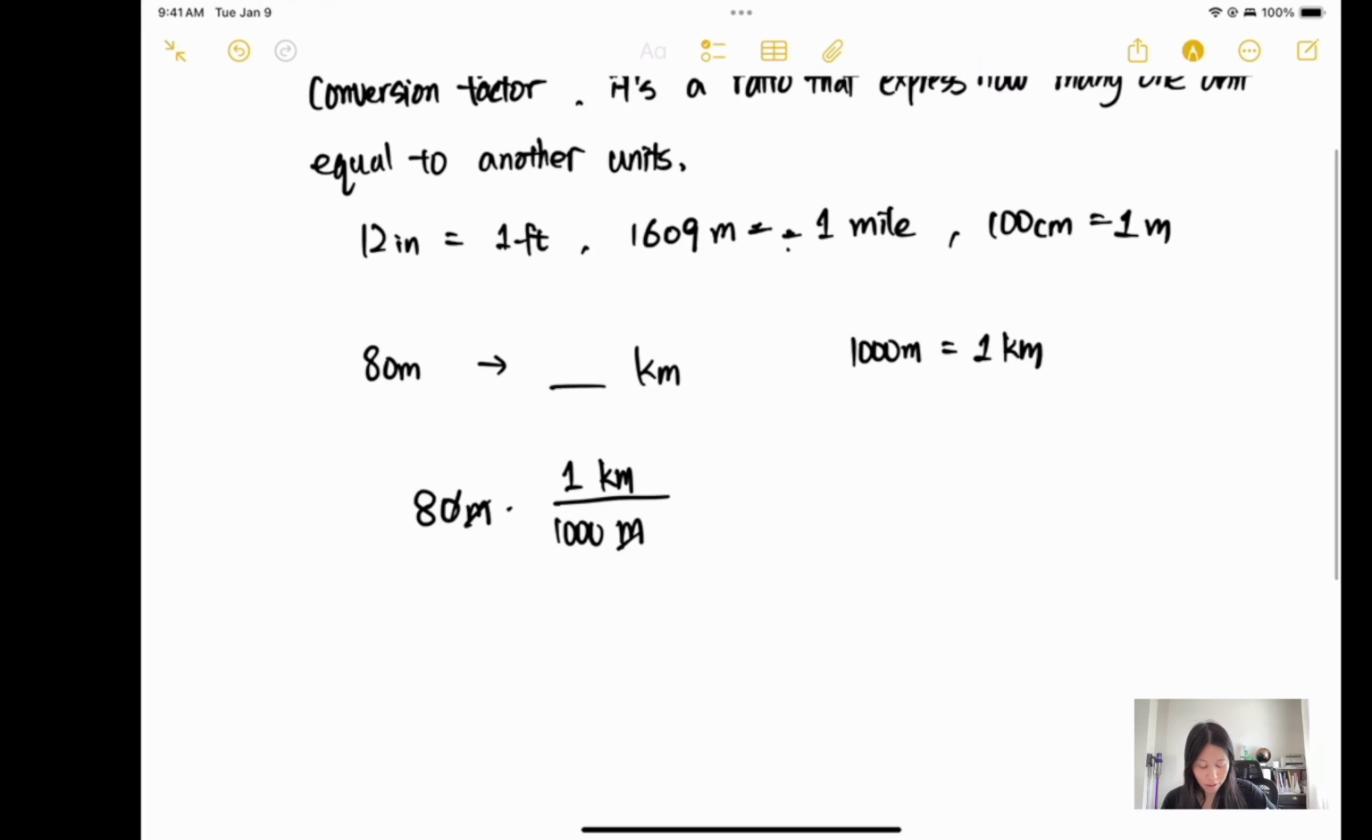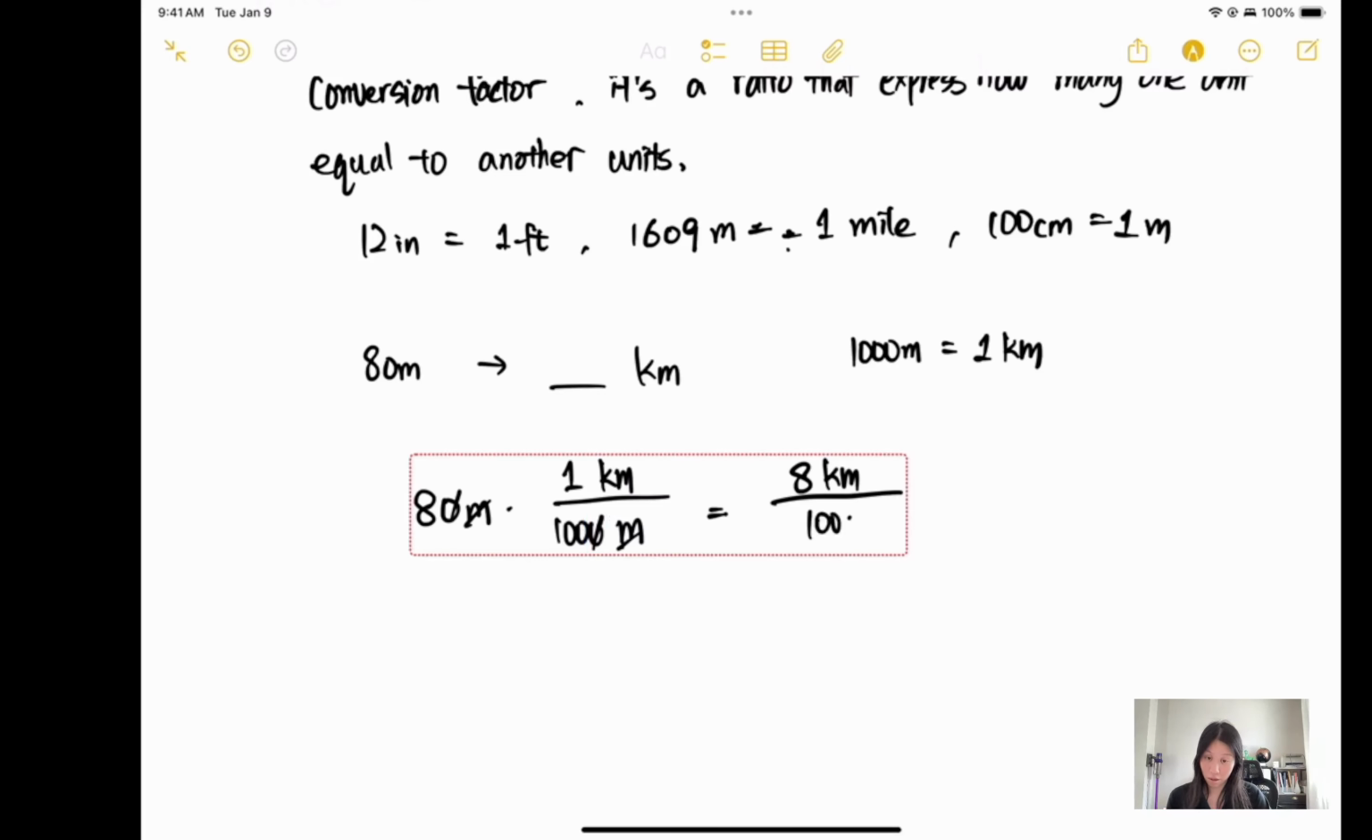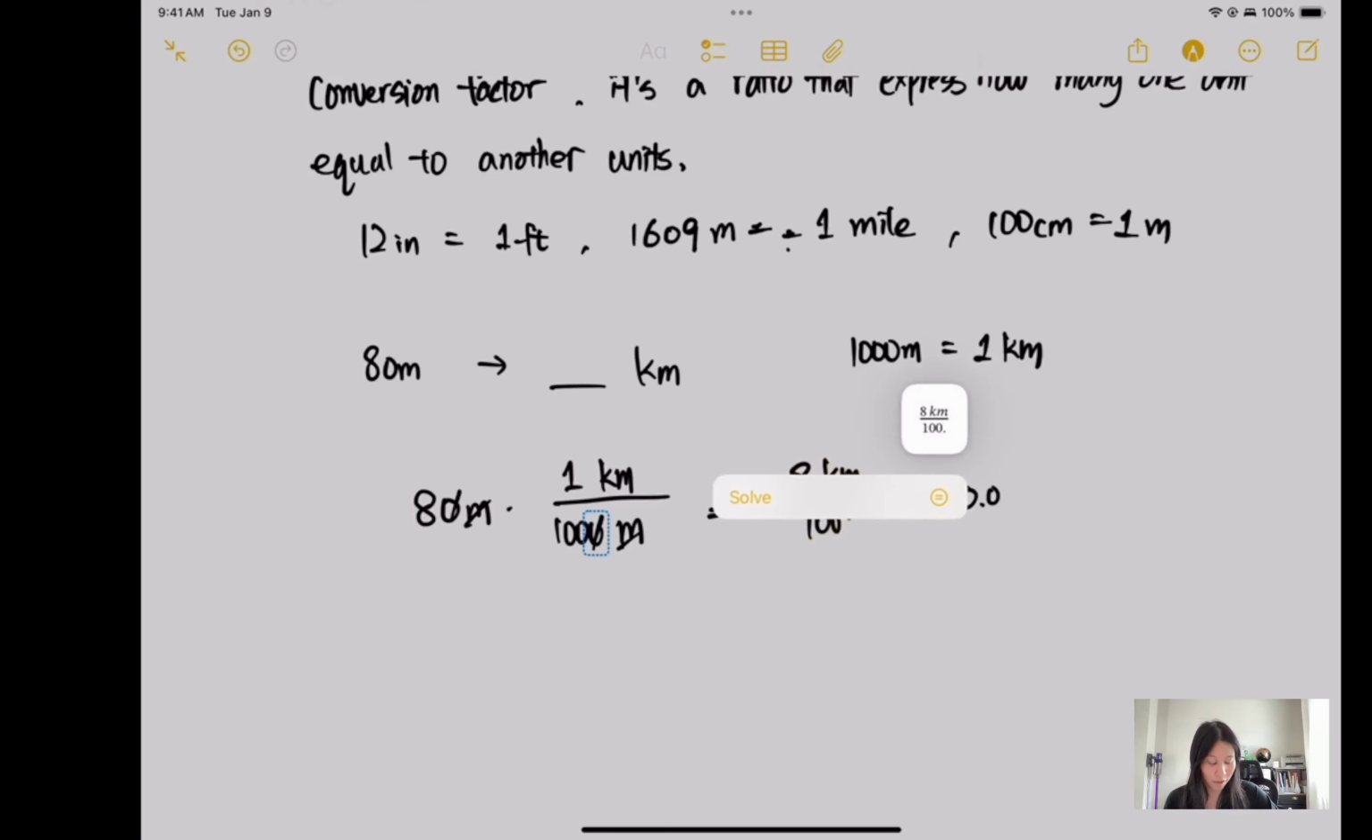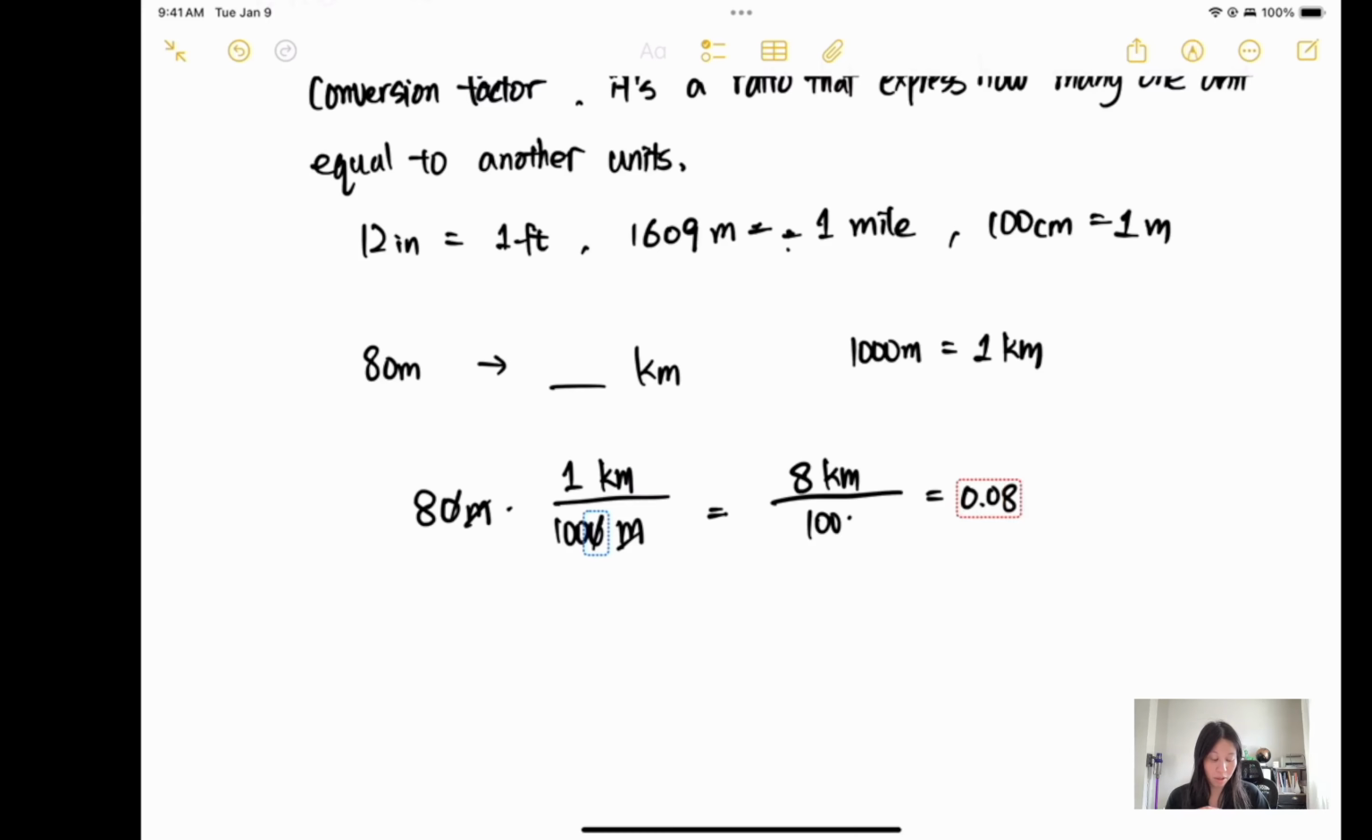And then I can divide 800 by 10, so that I have kilometers over 100. The units got cancelled, remember that. And then simplify it. I have 0.8 kilometer. So 800 meters is equal to 0.8 kilometers.